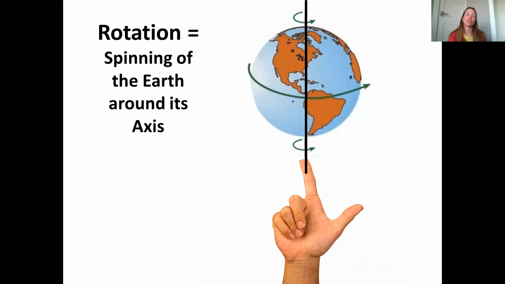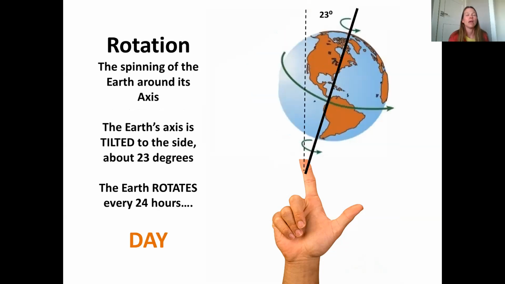Like the ice skater, the top, and the basketball, Earth also rotates or spins around its own axis, its own invisible line that runs through the center of our planet. However, unlike the ice skater, the top, and the basketball, Earth is spinning at a little bit of an angle. Our axis is tilted to the side about 23 degrees, and then we rotate around that axis at that 23-degree angle. The Earth rotates about every 24 hours. So this is the equivalent of a day for us.